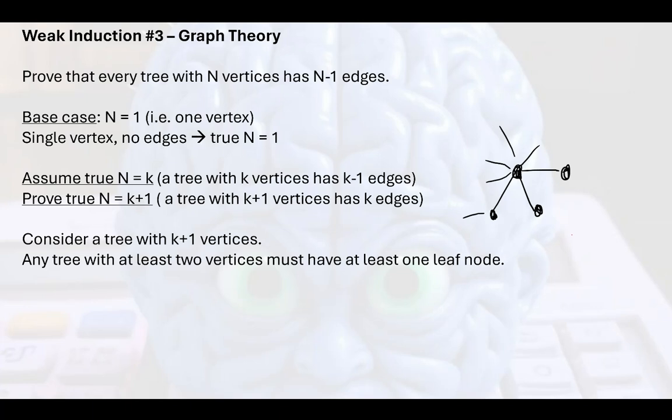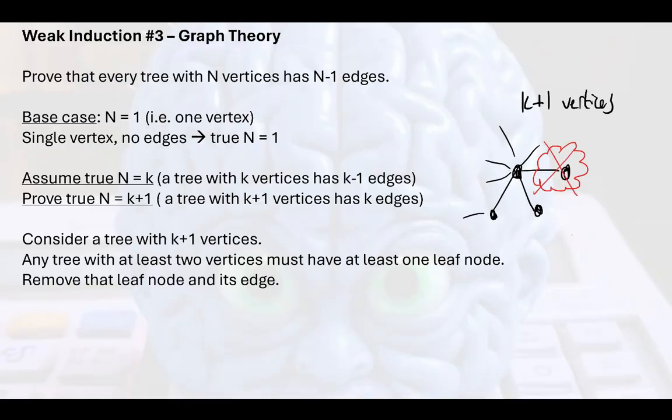Now this we haven't really proved properly here. It can be proved, but hopefully you can see how that's kind of intuitively plausible, because if it didn't, there would have to be a cycle. So there's got to be at least one leaf node. And we shall remove that leaf node and its corresponding edge.